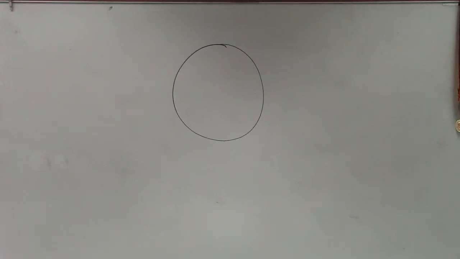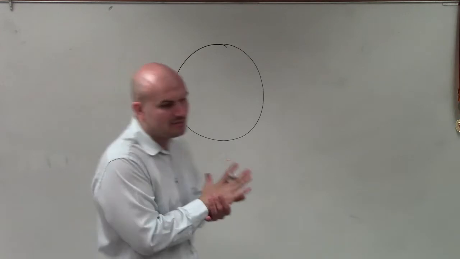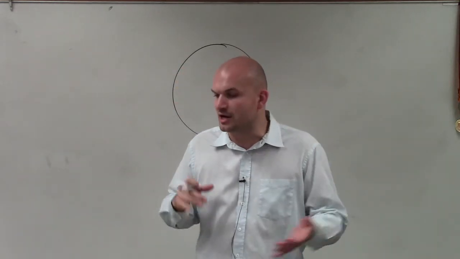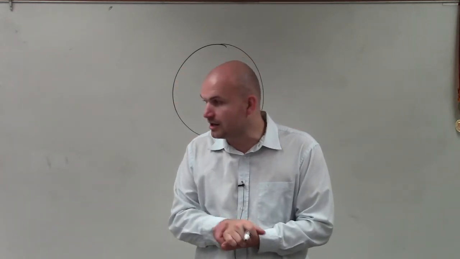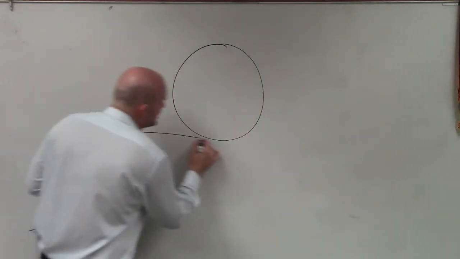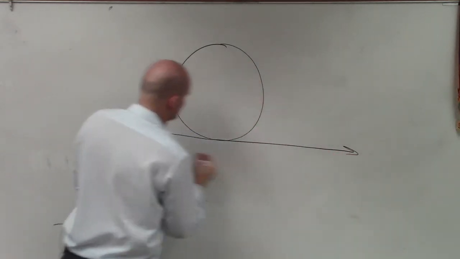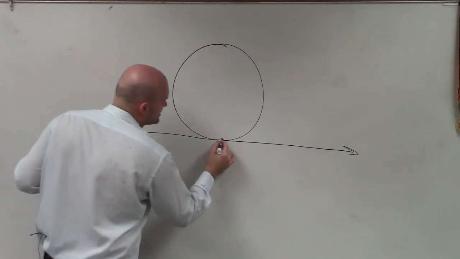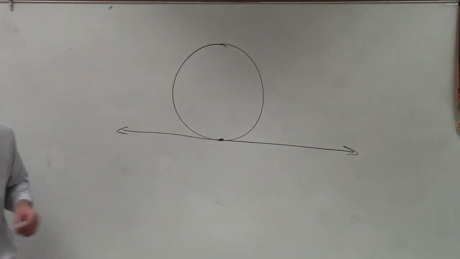So the first thing that we're going to be learning on the basics of our homework is understanding, previously, what we've talked about a lot, which is our tangents, or I'm sorry, angles inside a circle. Now what we're going to be dealing with is a line that intersects the circle at exactly one point.